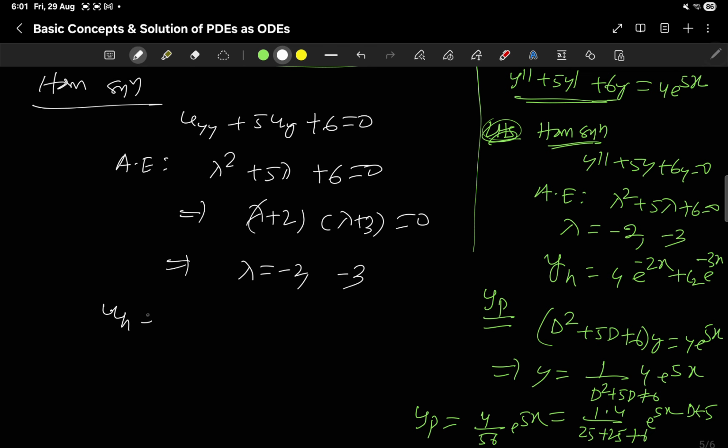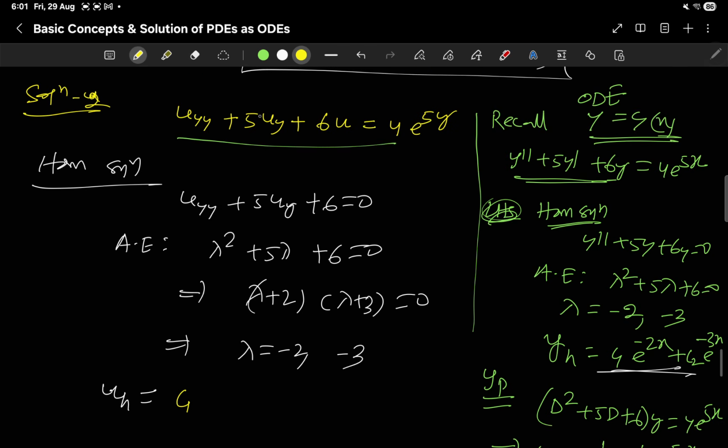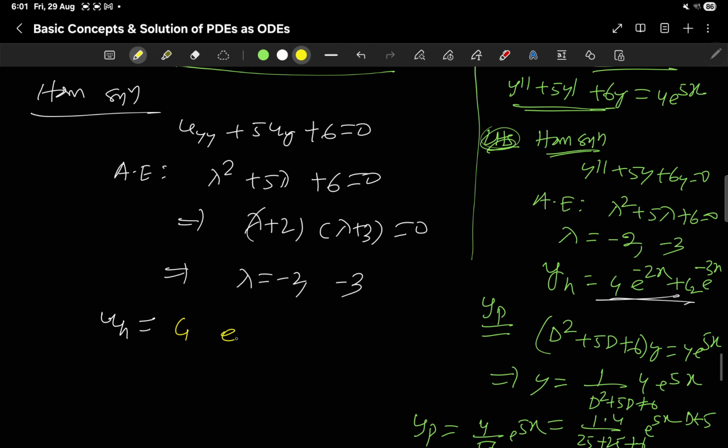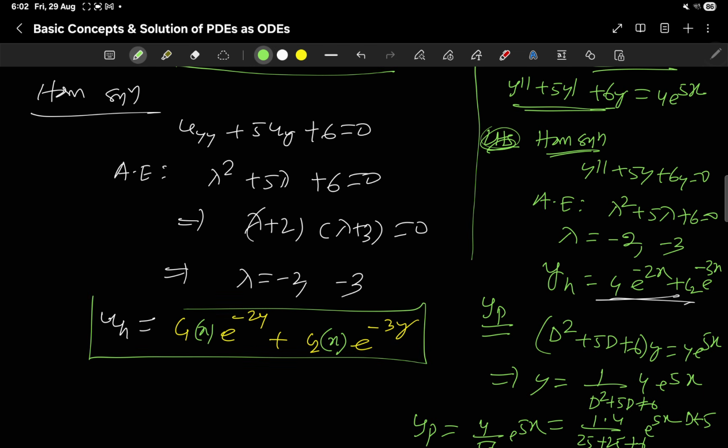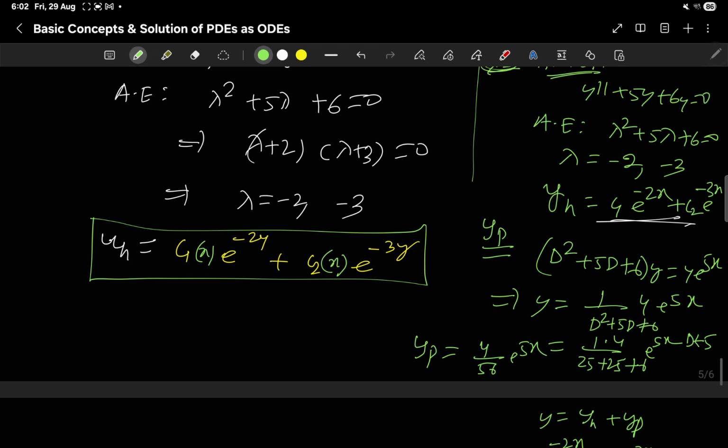So here u homogeneous will be c1 e to the power minus 2y plus c2 e to the power minus 3y, since here y is there. But this c1 will be a function of x here, the opposite variable. So this is the difference; this is my u homogeneous.